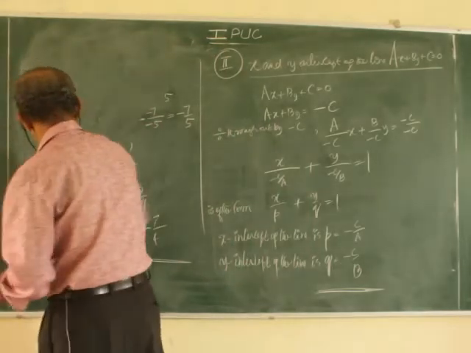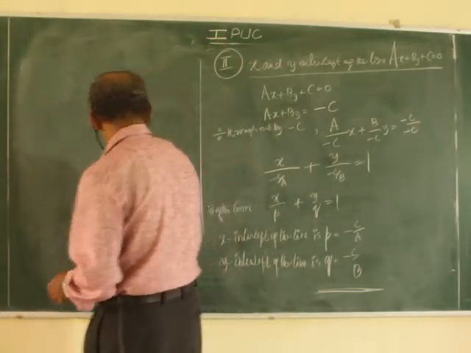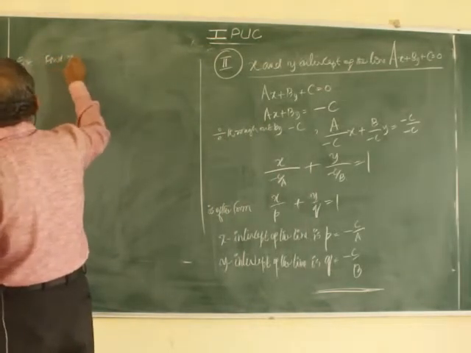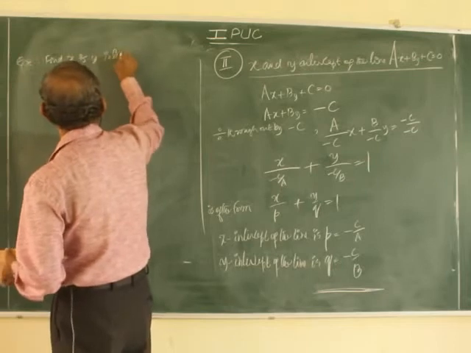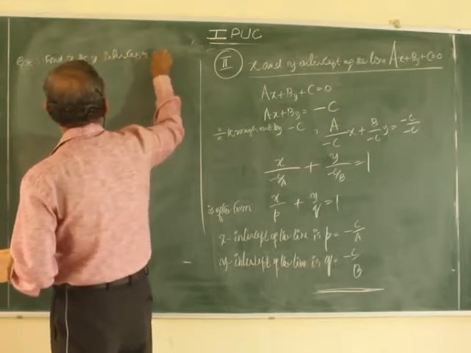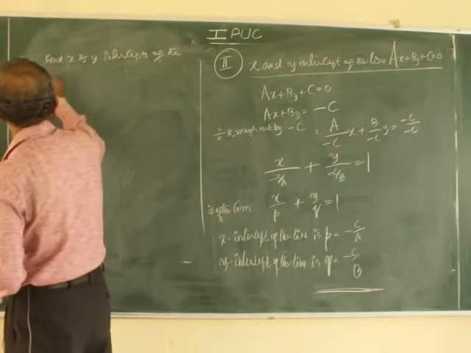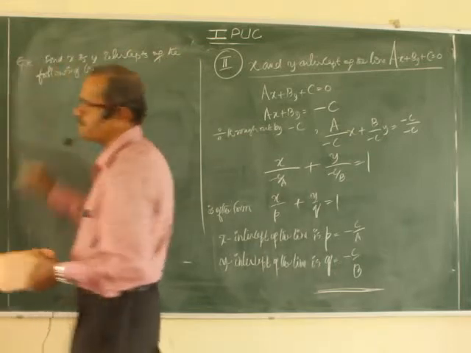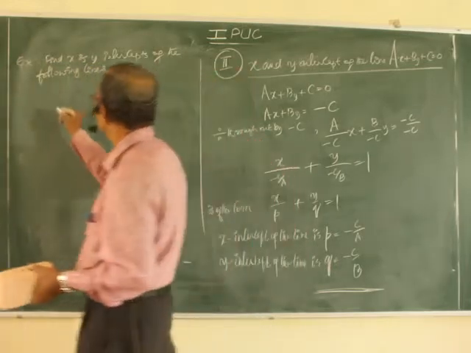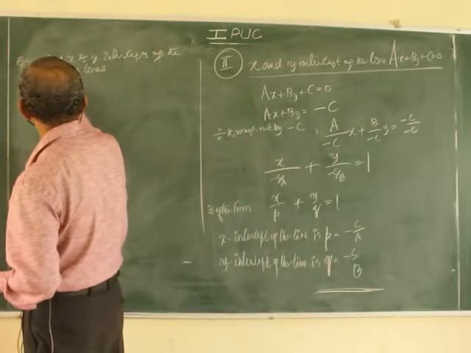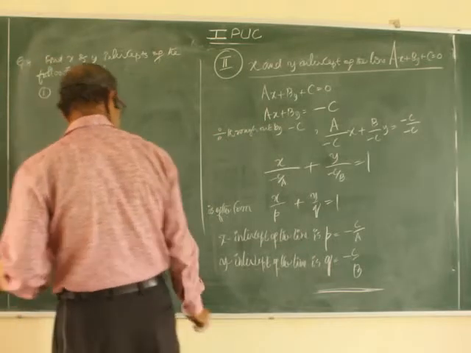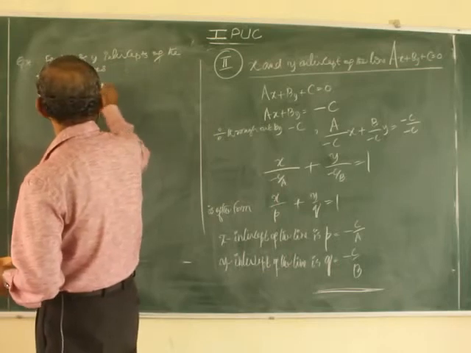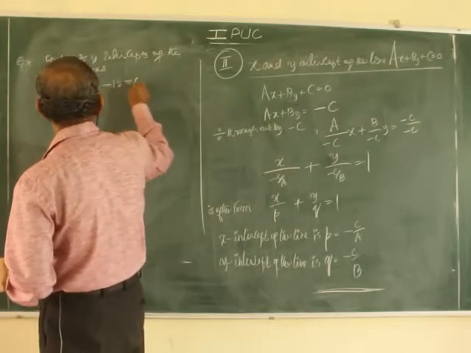Two formulas over. Let me take some examples from this. Find x and y intercepts of the following lines. First one, 3x plus 2y minus 12 equal to 0.